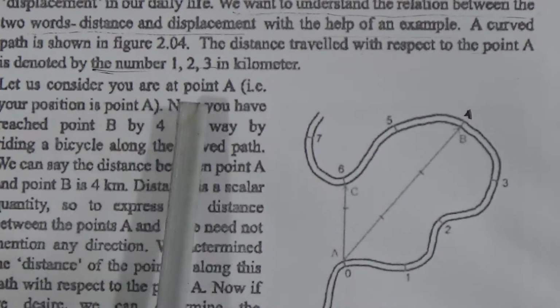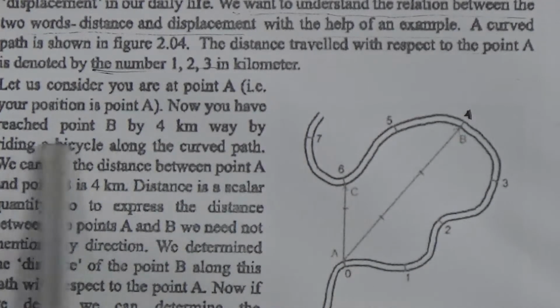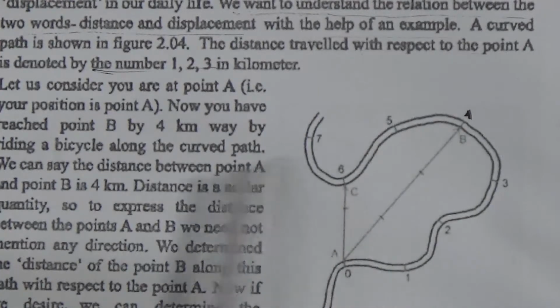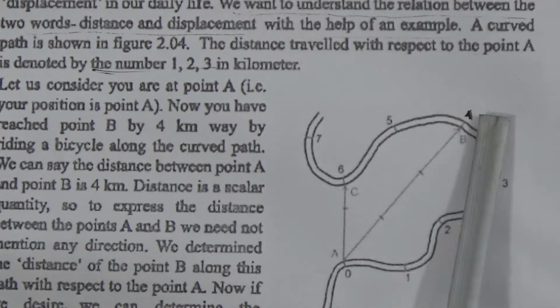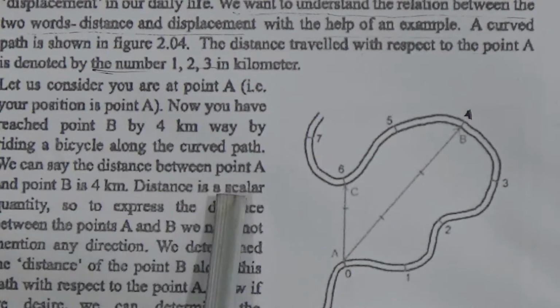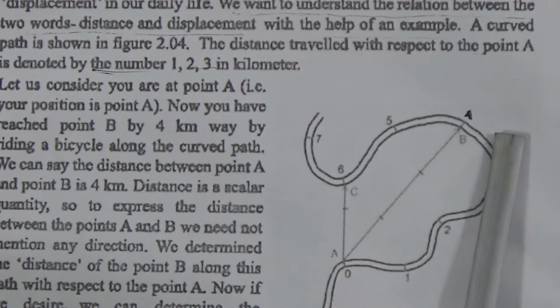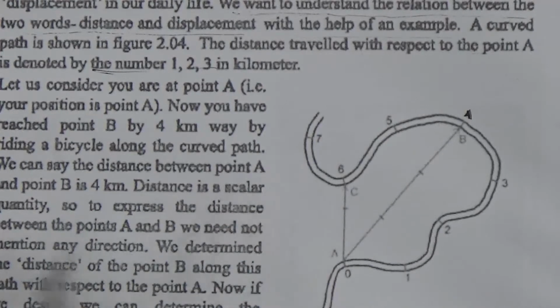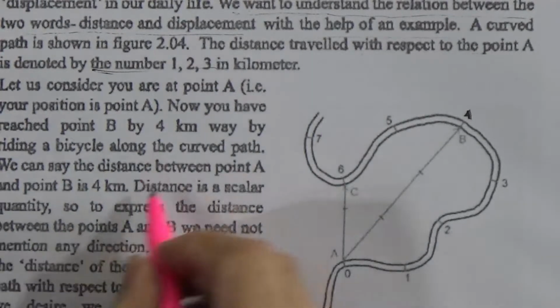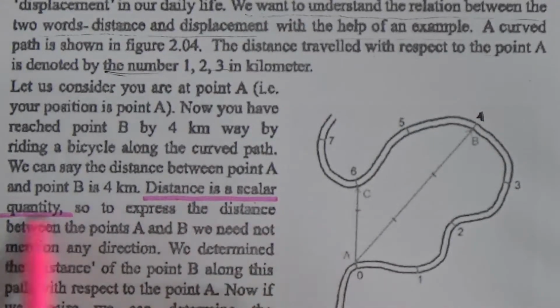Let us consider you are at point A. Now you have reached point B, 4 kilometer away, by riding a bicycle along this curved path. And we can say the distance between point A and point B is 4 kilometer, okay. Distance is a scalar quantity, my dear students. This one is important for you. This is important for MCQ. Distance is a scalar quantity.